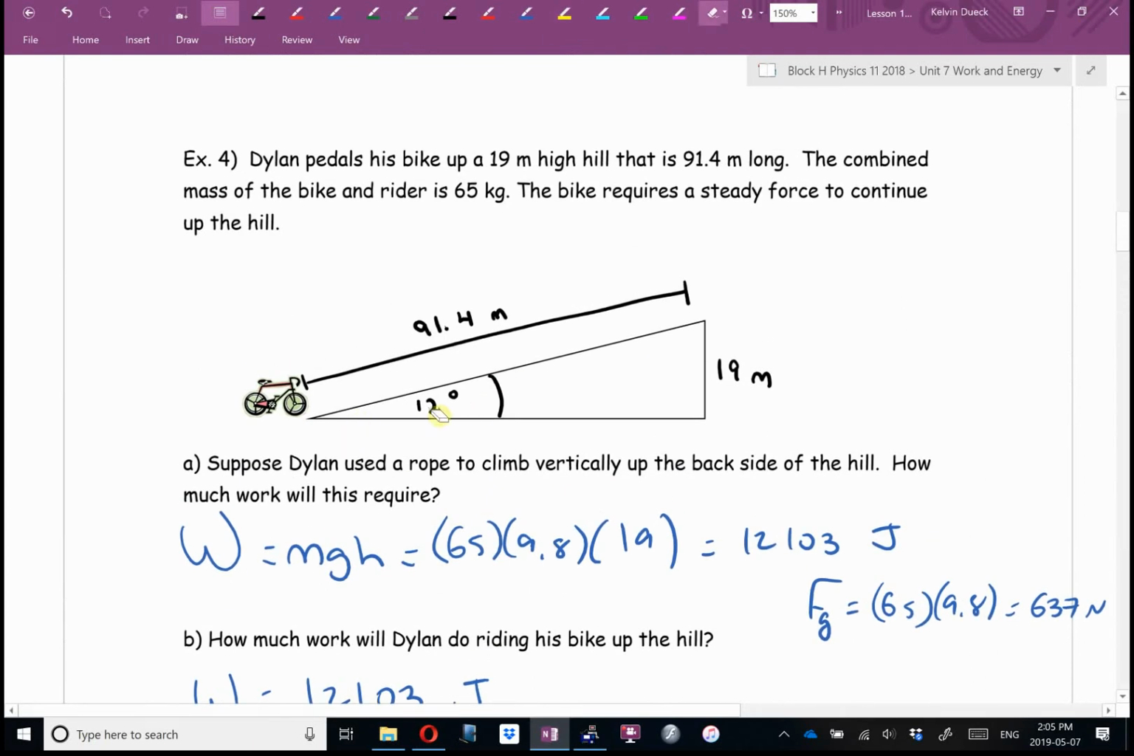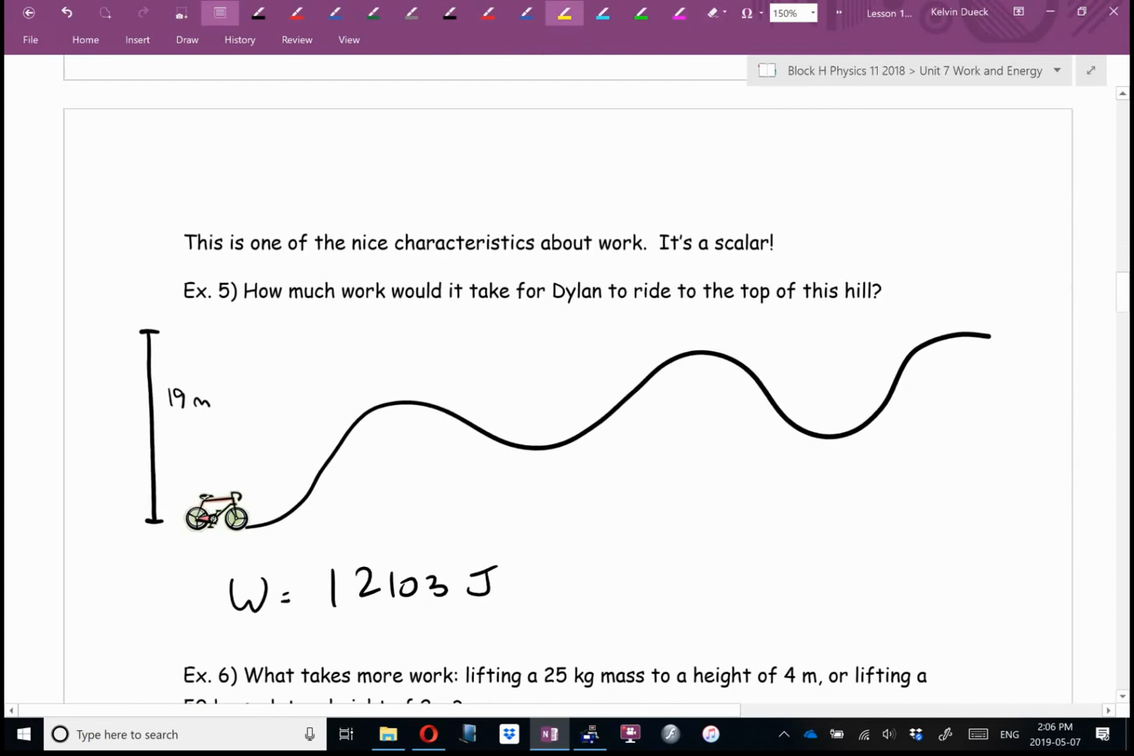If I made this angle smaller, 6 degrees, you'd have a much longer ramp. D would be bigger, F would be smaller. You get the same amount of work. The ramp, one of the probably top 5 inventions of humanity.